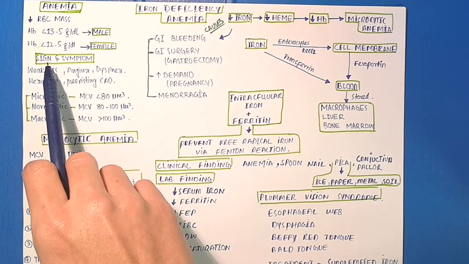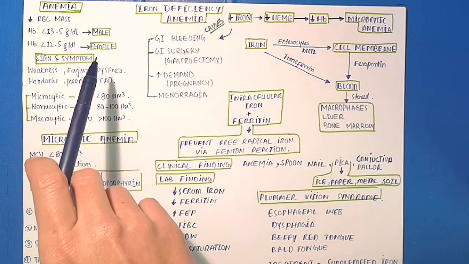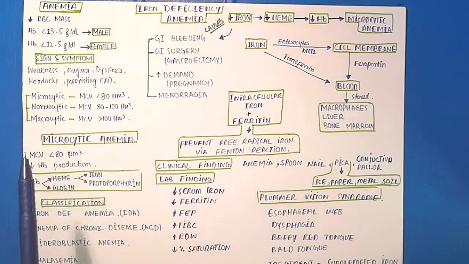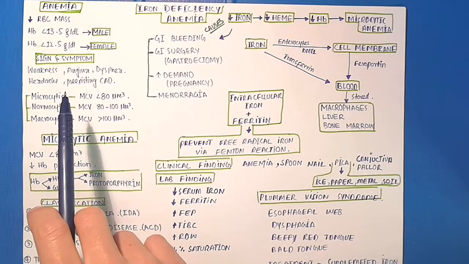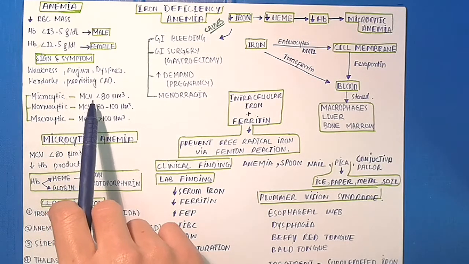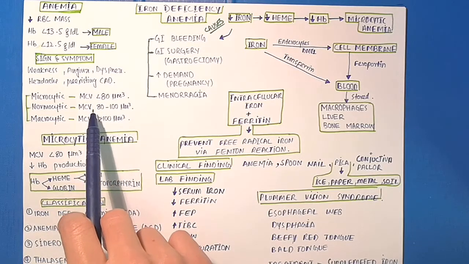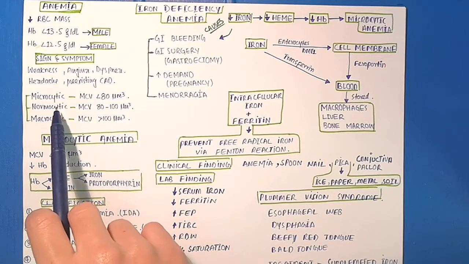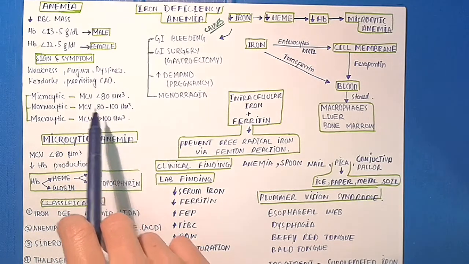Signs and symptoms involve weakness, headache, angina, dyspnea, and pre-existing coronary artery disease. Based on the mean corpuscular volume, anemia is classified as microcytic, which means the MCV is less than 80 micrometers; if the MCV is between 80 to 100 micrometers, it is normocytic, and if it is more than 100, it is macrocytic.